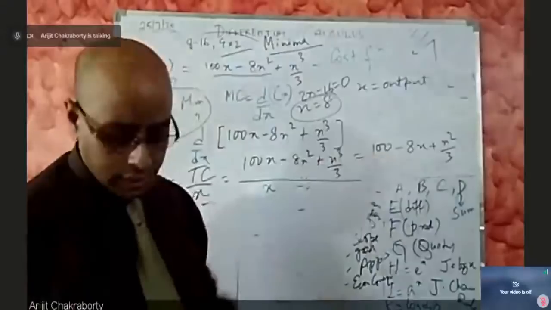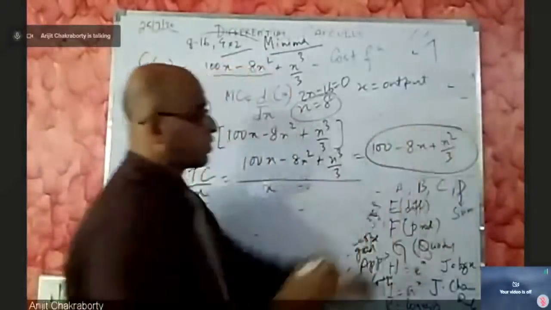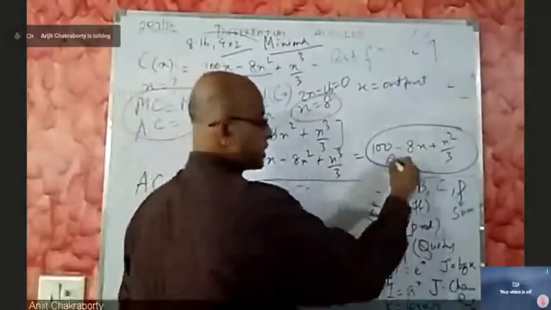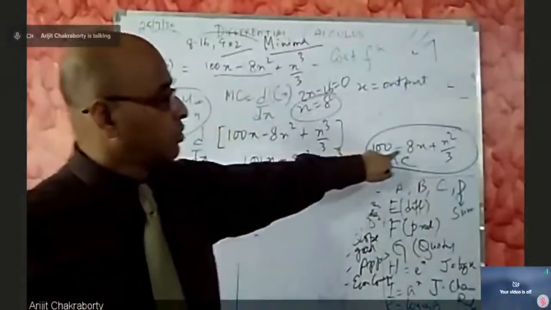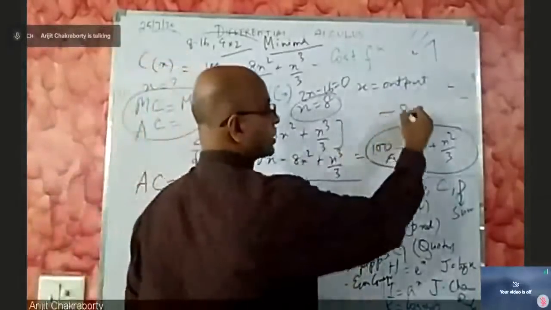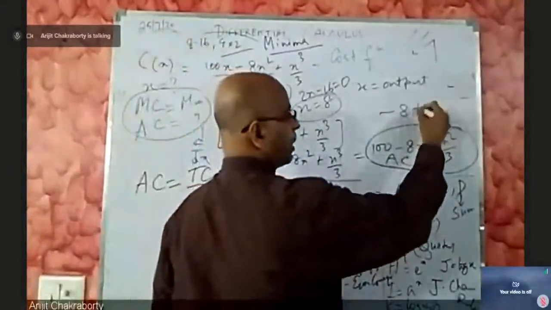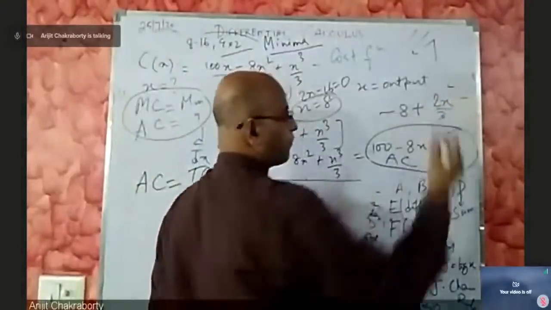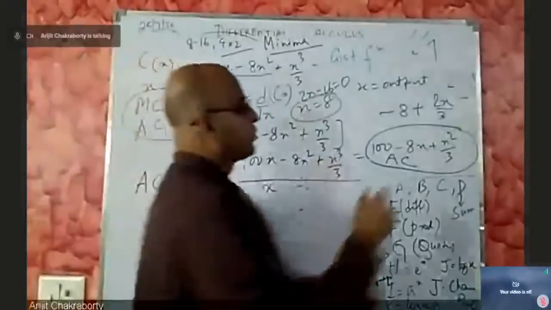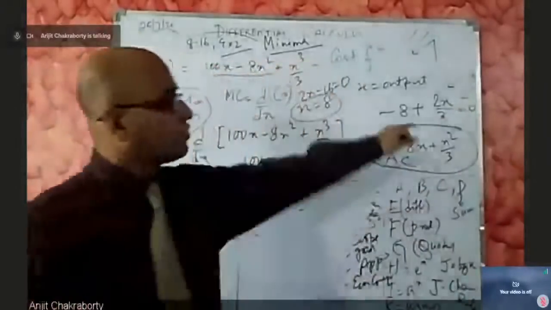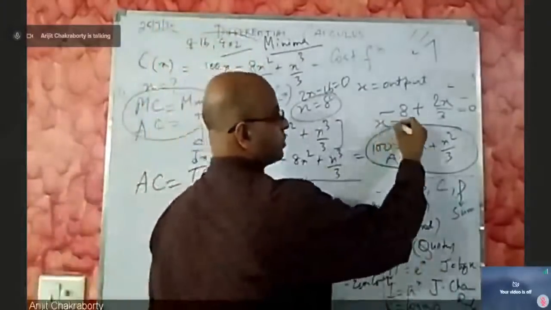If I do it, I will just write it here. If I find out the differential coefficient of this one, average cost, this is AC, then the differential coefficient will be 100 will become 0, minus 8x will become minus 8, plus we have x squared by 3, so it will become plus 2x by 3. So minus 8 plus 2x by 3 will become 0, and if you solve this equation, you will get x is coming to 12. X will be equal to 12.